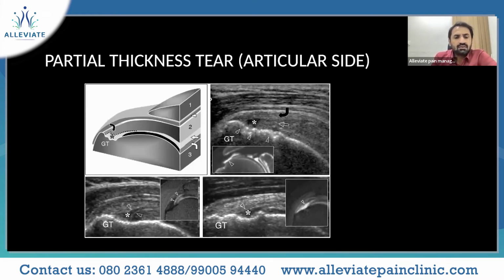In this, you can see an articular surface tear where you can see the fluid being collected and cortical irregularities are present, whereas the superficial fibers are intact. Similarly, here as well, the superficial fibers are intact and there is a hypoechoic zone where you can see the fluid also being collected. Also, key is the cortical surface, which is irregular.